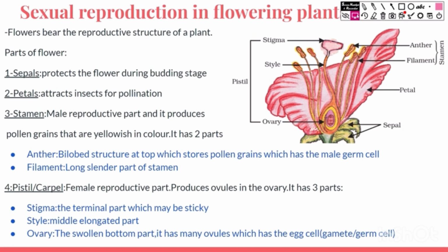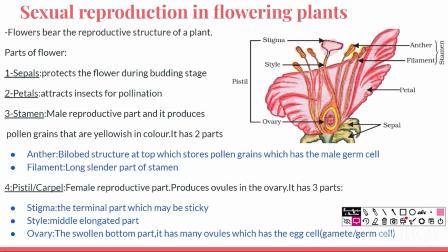Moving ahead with sexual reproduction in plants. So we'll start with plants. As I told you, sexual reproduction involves two different parents, one is the father and one is the mother. A plant has reproductive structures, which is the flower. Flower has the further reproductive structures which form the gametes and where fertilization occurs.